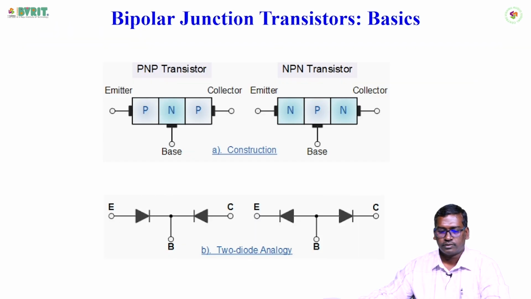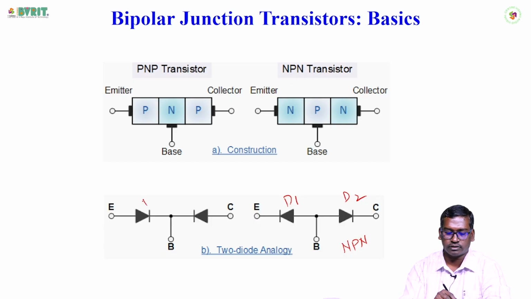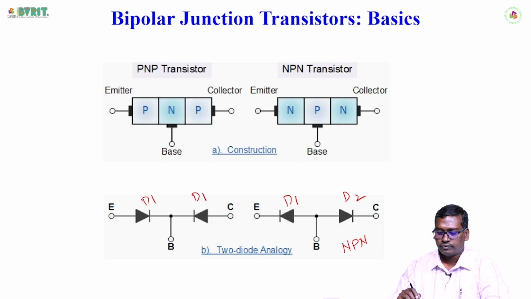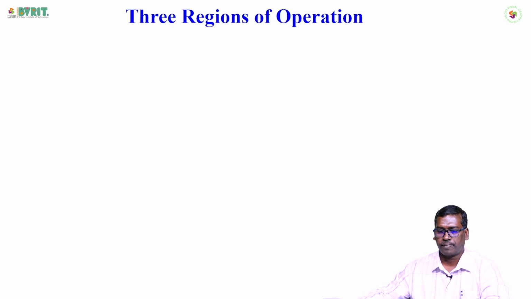We have seen that. And also for the realization, you can see the two diodes connected back to back. Here is the representation of the NPN transistor, one diode and the another diode. Two diodes are connected back to back. And here also you can see the PNP transistor. This is the way we can understand the construction of the BJT.